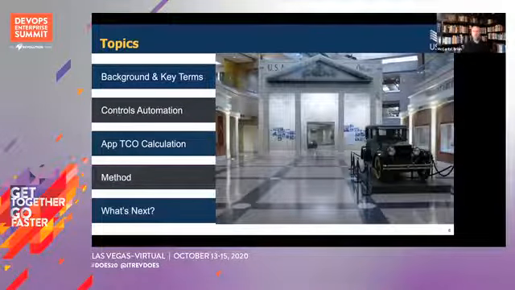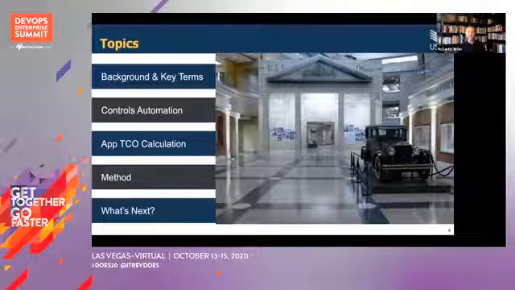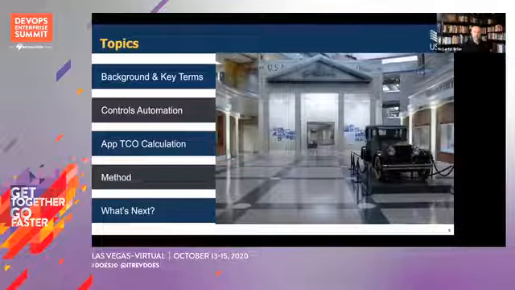What we've learned through this process is that the data and the discipline around understanding the entire technology landscape, from all of our applications that we manage to support in IT down to the underlying infrastructure and supporting configuration items, that data and that discipline of having that complete and accurate inventory of our technology landscape actually drives the outcome for both controls automation and being able to calculate the total cost of ownership for an application.